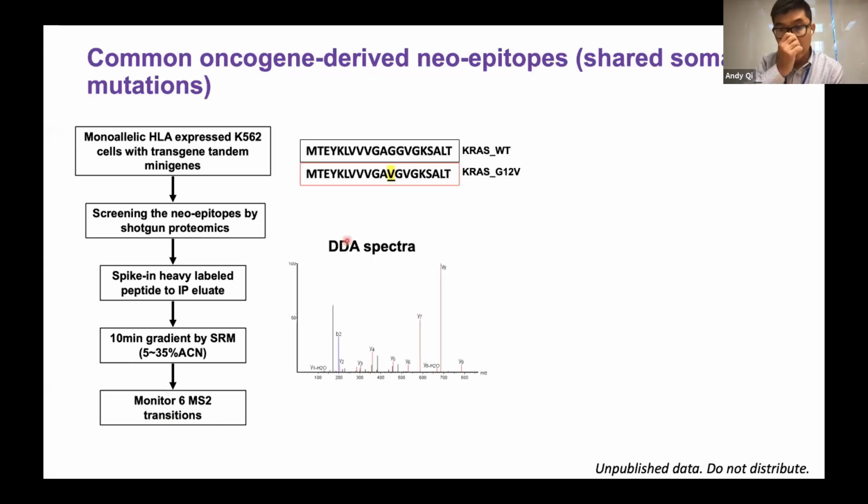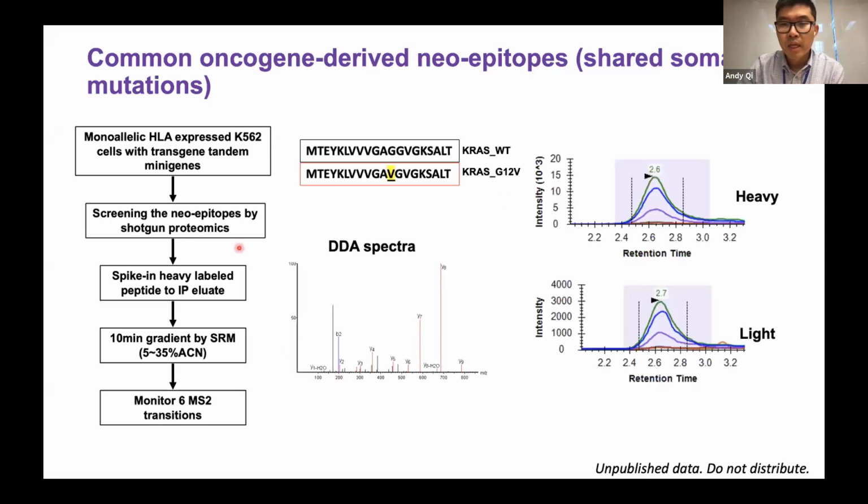So currently we find the KRAS G12V, which is also a very common mutation among many solid tumors. So this is the spectrum of this particular peptide, the mutant peptide actually being shown in peaks from the DDA data. So very strong signal.